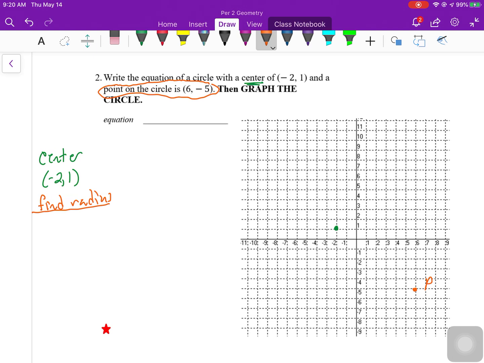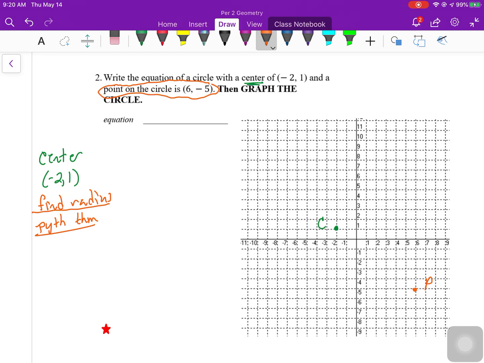We have to find the radius. And I reviewed with you 2 techniques for finding the radius. Both of them are things that we have used before in geometry. So one of them uses the distance formula, and the other one uses the Pythagorean theorem. I remember from when we were in our traditional classroom, more of you preferred the Pythagorean theorem, so I'm going to show the Pythagorean theorem method first.